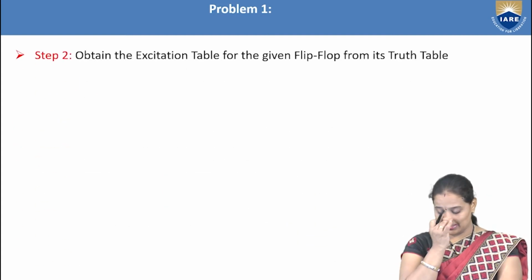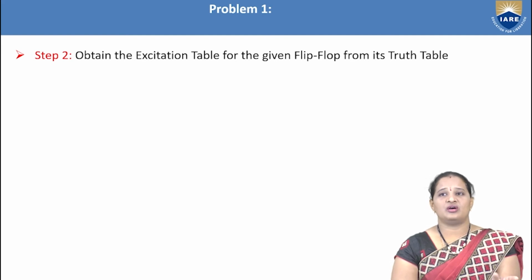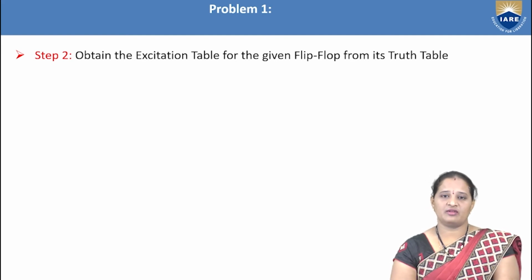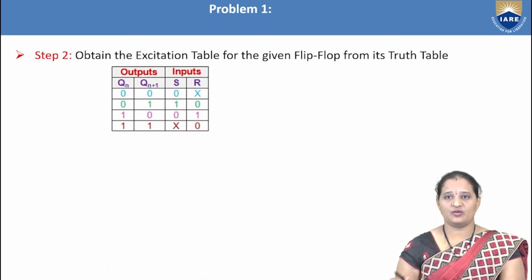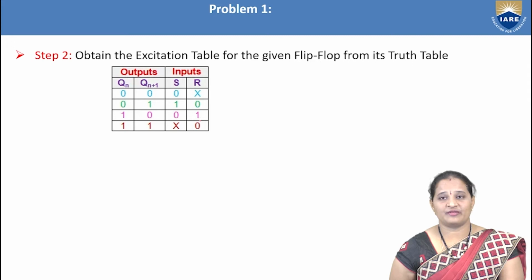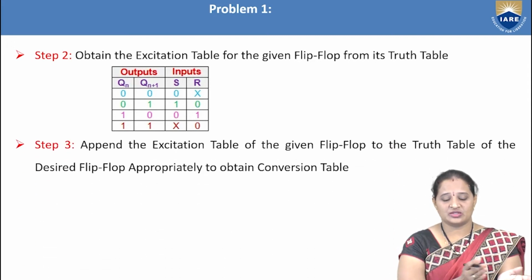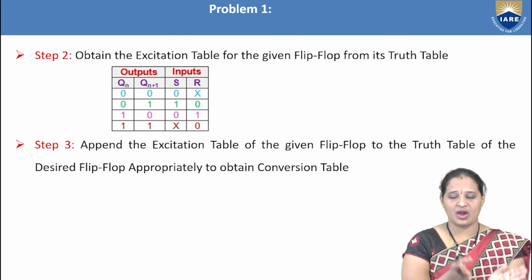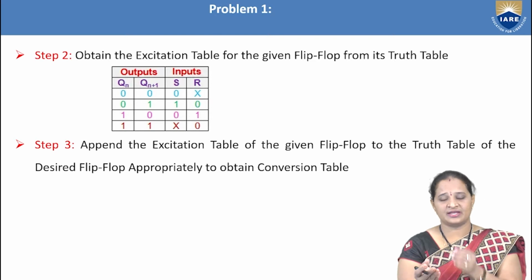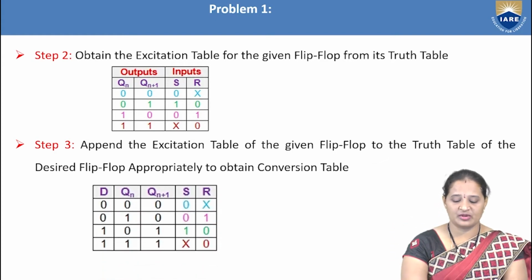Now coming to the excitation table. We need to write the excitation table of the given flip-flop. What is the given flip-flop? The SR flip-flop. We already know the SR flip-flop excitation table, so this is the excitation table of SR flip-flop. And we have the truth table of the D flip-flop. So now what we need to do is append the truth table of the desired flip-flop with the excitation table of the given flip-flop so that we can obtain the conversion table. So now the conversion table is this one.